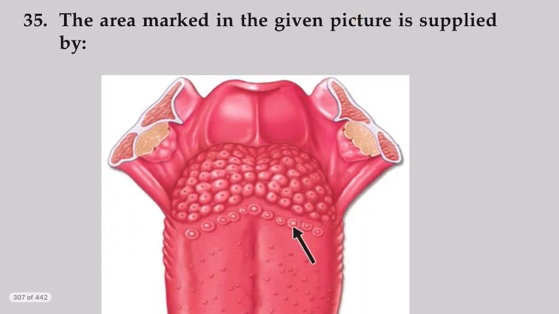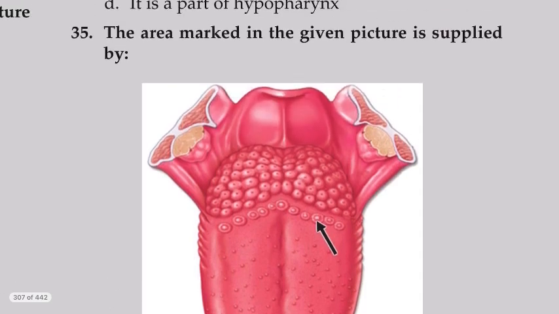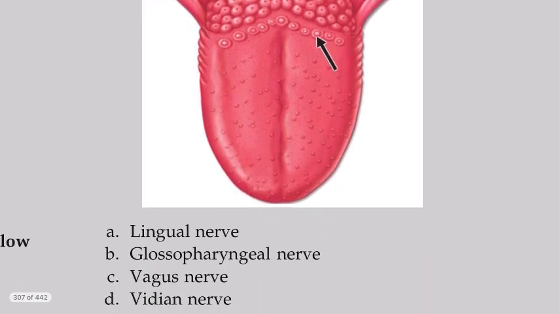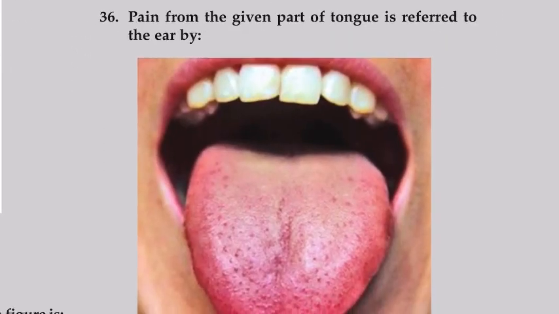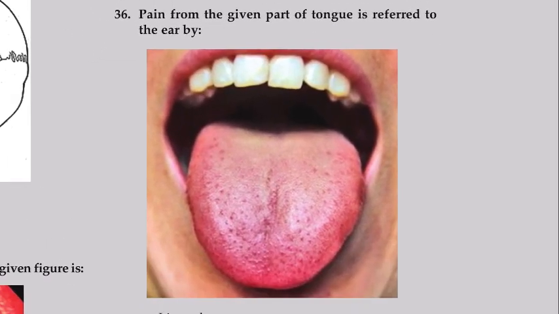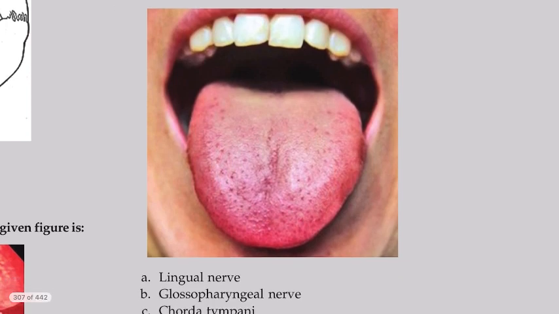The area marked in the given picture, we know, is the circumvallate papillae, and it is supplied by the glossopharyngeal nerve. Next, the pain from the given part of the tongue is referred to the ear by which nerve? Here it is talking about the part anterior to the sulcus terminalis, so it is the lingual nerve, because it is anterior to the sulcus.